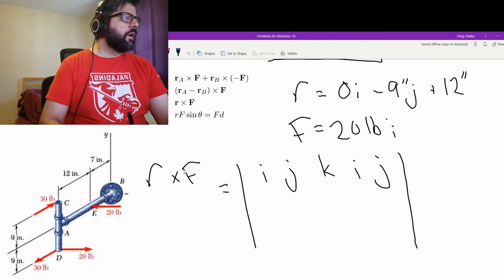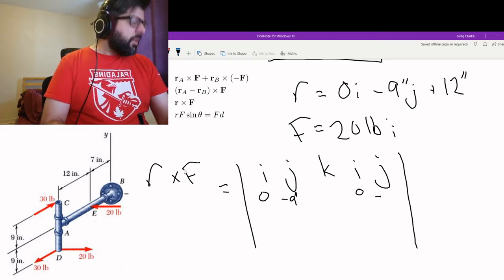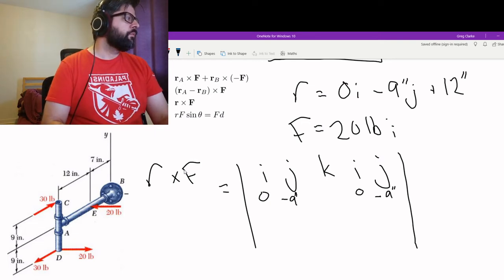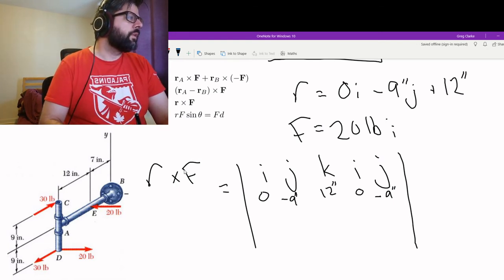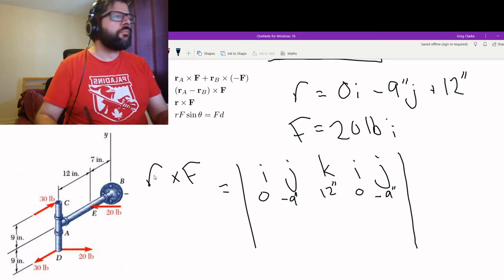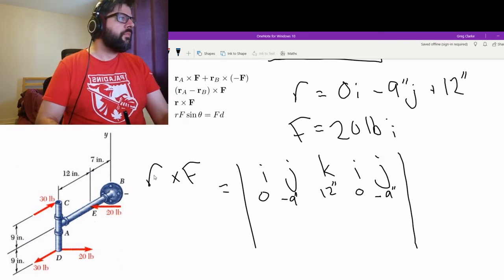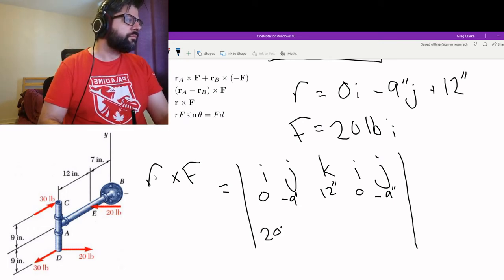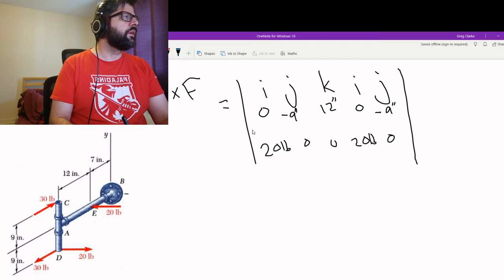Okay, so starting with R, so 0 in our I, so negative 9 inches, 12 inches. And then we've just got our 20 pounds, and 0, 0, 20, 0.